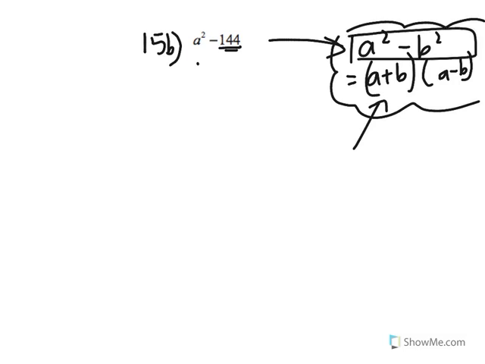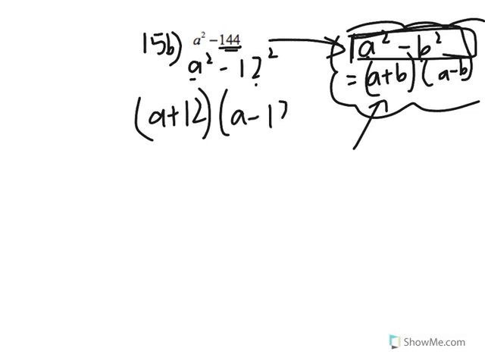Okay? So, all you have to do is write a squared minus, now how can 144 be written as a square? It can actually be written as 12 squared. Alright? And now you have it in this form, where a is a, right? And b is 12. So you just got to do a plus 12, a minus 12. And that is your factorized form.